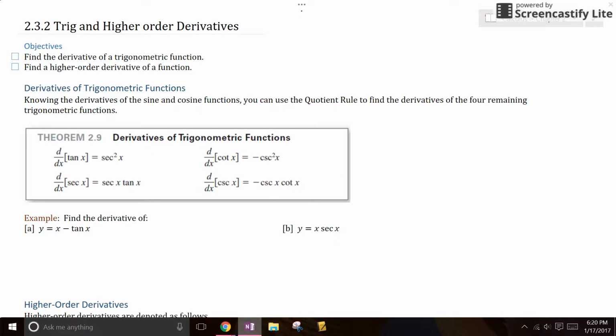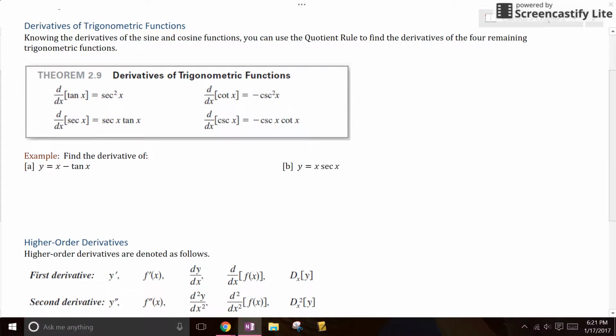Here's the derivative of tangent, which is secant squared. You have the derivative of cotangent, which is negative cosecant squared. You have the derivative of secant, which is secant tangent. And you have the derivative of cosecant, which is negative cosecant cotangent. And we will try our best to remember all of those as we do these problems. So here's our first example.